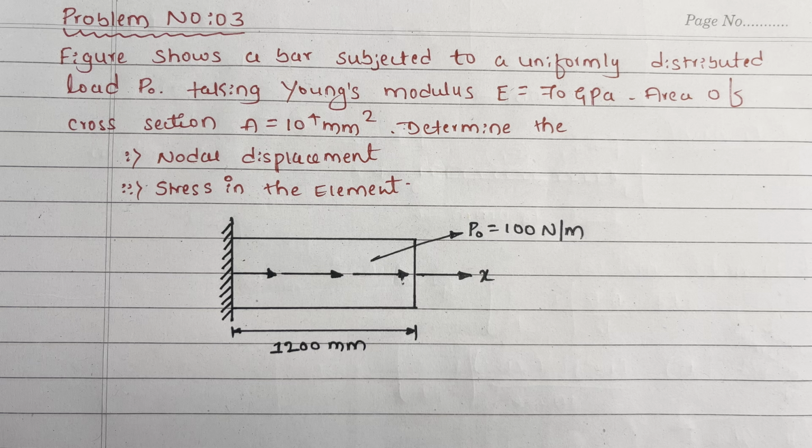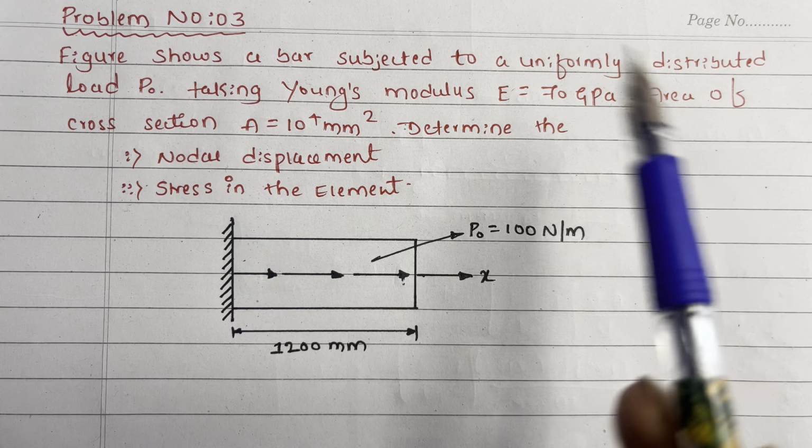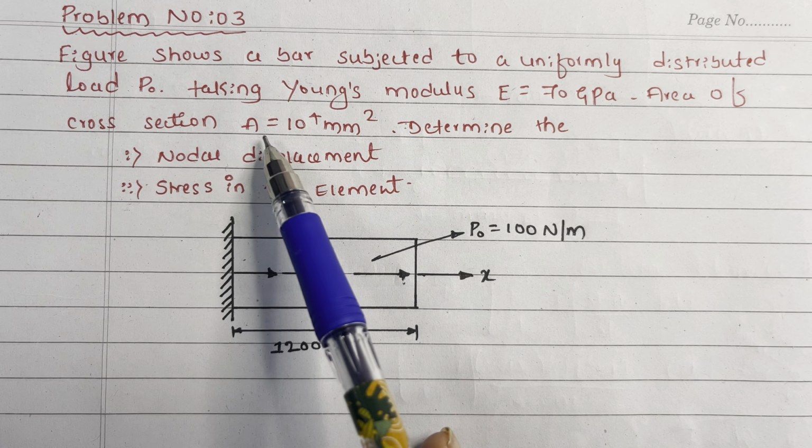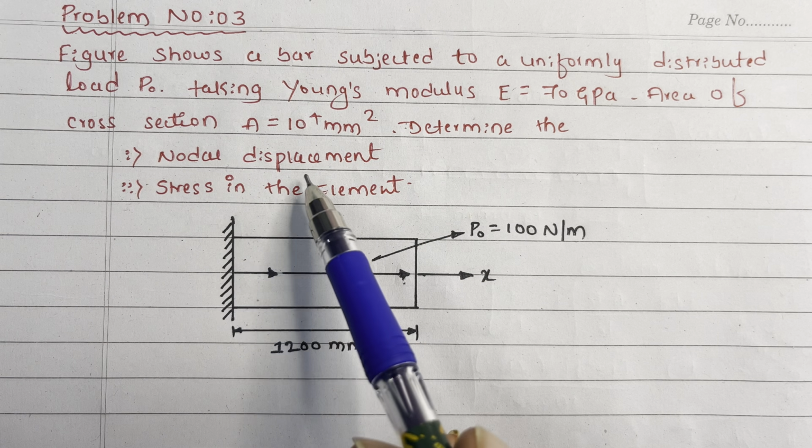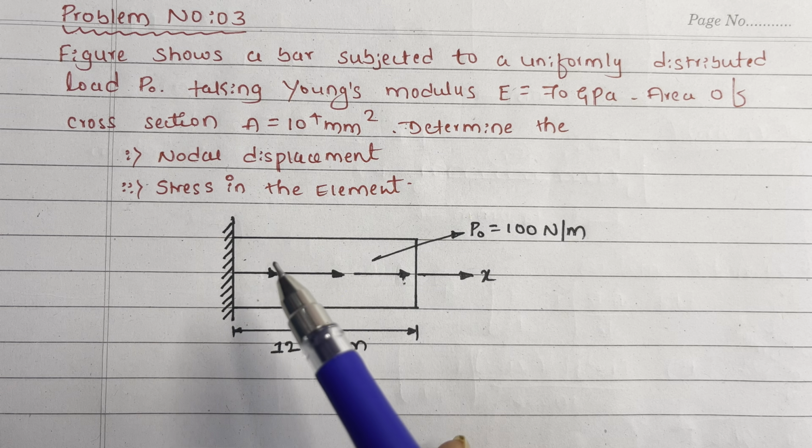Today we are going to discuss problem number 3, which is based on calculating the nodal displacement and stress in each element. So here we have the problem. The figure shows a bar subjected to a uniformly distributed load, P naught, taking Young's modulus E equal to 70 GPa and area of cross section 10 raised to 4 mm square. We have to determine the nodal displacement and stress in the element.